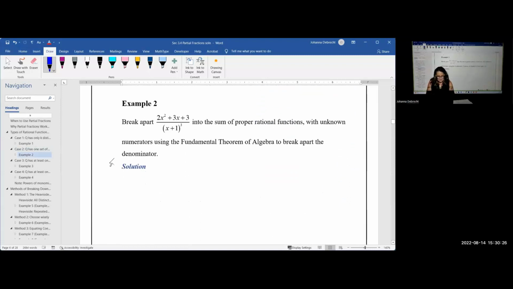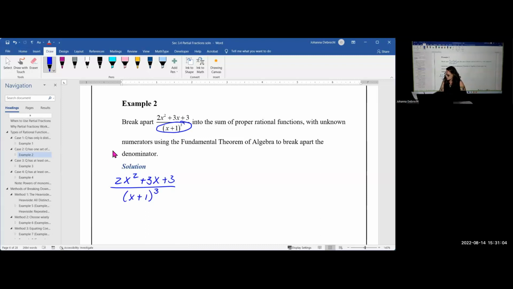Let's take a look now at example 2 and practice decomposing this rational expression you see here into the sum of proper rational functions with unknown numerators, using the fundamental theorem of algebra to decompose the denominators. Now, the denominator that you see right here is this x plus 1 quantity to the third. So what are we going to have when we break this apart? So we have 2x squared plus 3x plus 3 divided by the denominator x plus 1, the linear factor, cubed.